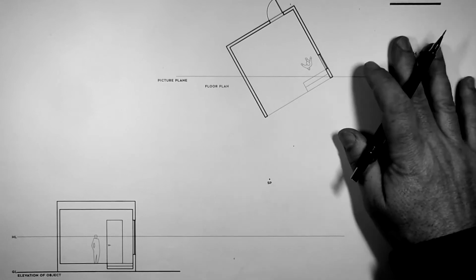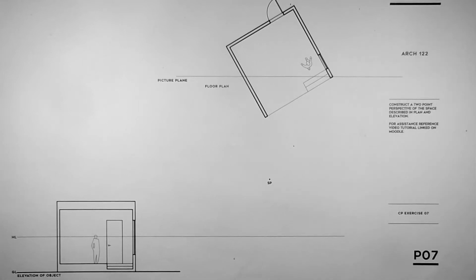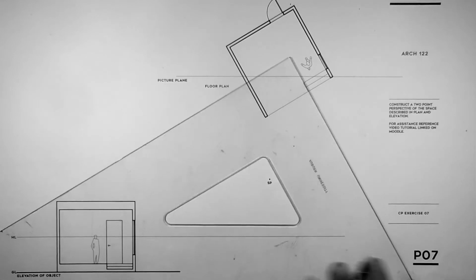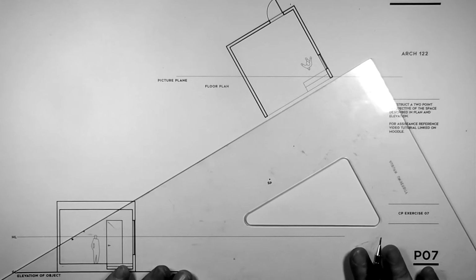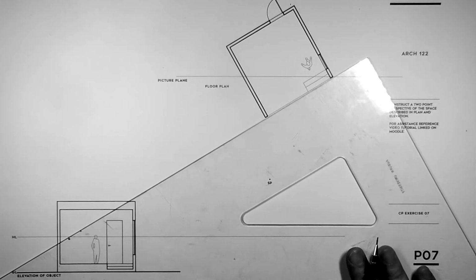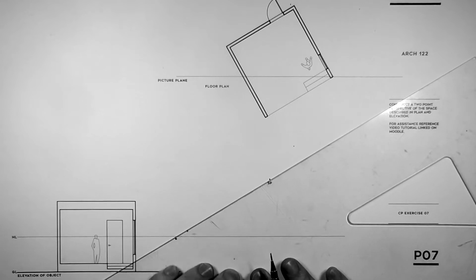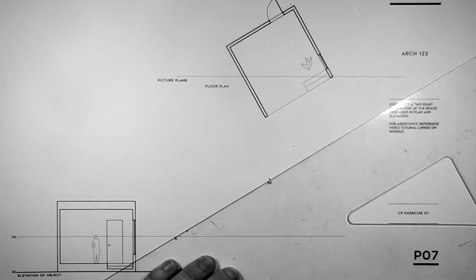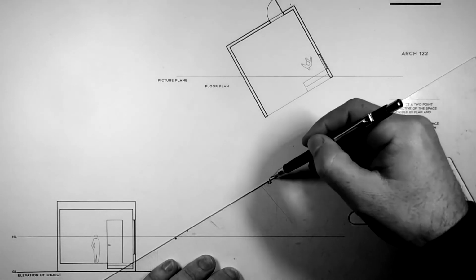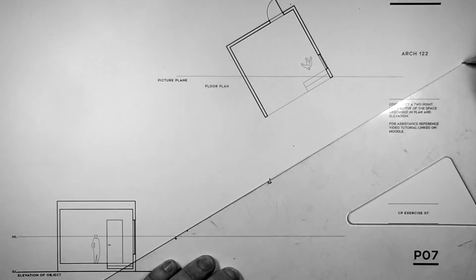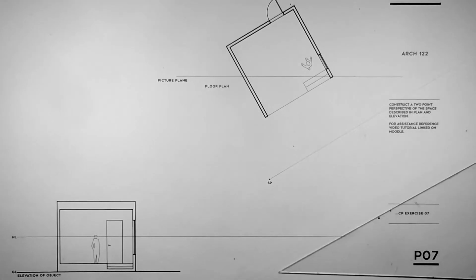So first thing that we always do in a constructed perspective is locate our vanishing points. And in a two-point situation, I'm going to take my big triangle, and we can see that that edge is in fact 30 degrees, so keeping that exact same angle, we go from the station point and we extend a line. We want to make all these lines as light as we can at this point, because these are all construction lines. From the station point, we're going to bring a line all the way up so that it extends through the picture plane.